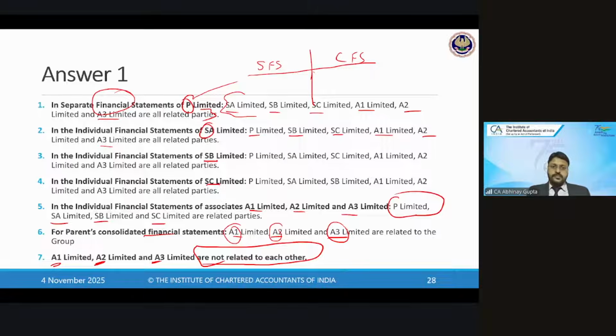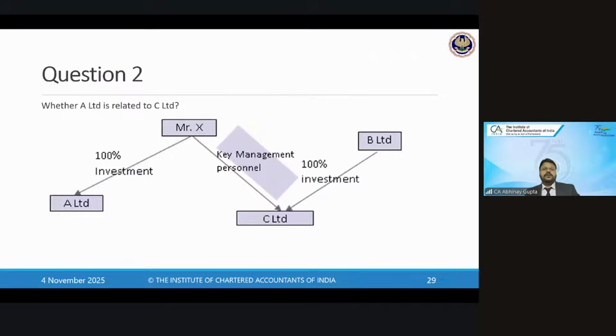Yes, sir. Clear, sir. Do this one. Whether A Limited is a related party to C Limited. You just simply need to say yes or no.